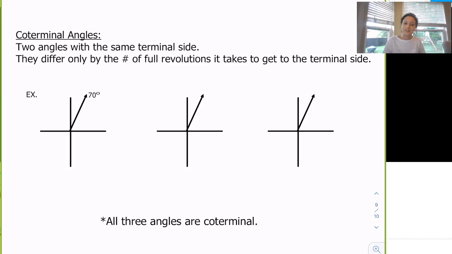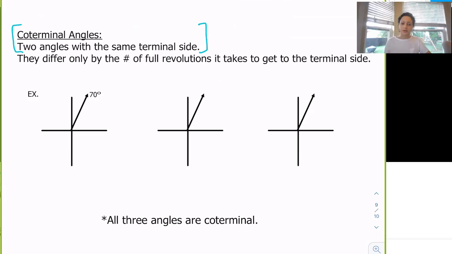All right, so we've got one last definition, and that's coterminal angles. I'm going to force a pause on your screen and ask you to copy just this definition of a coterminal angle. Okay, so coterminal angles are 2 angles with the same terminal side. They coterminate, right? So they differ only by the number of full rotations it takes to get to the terminal side.